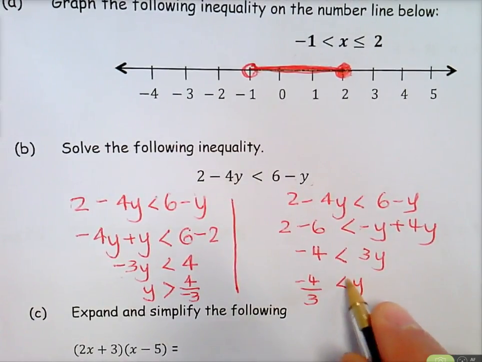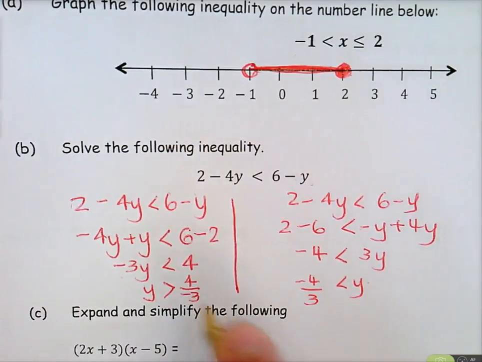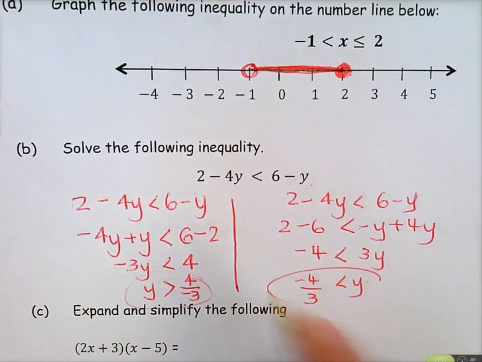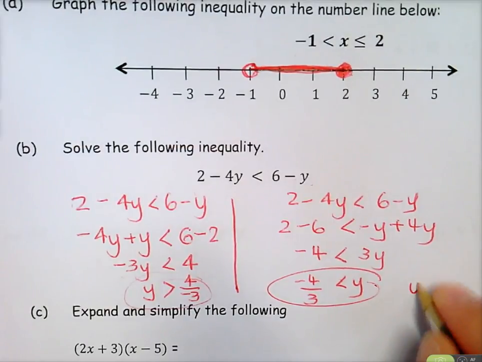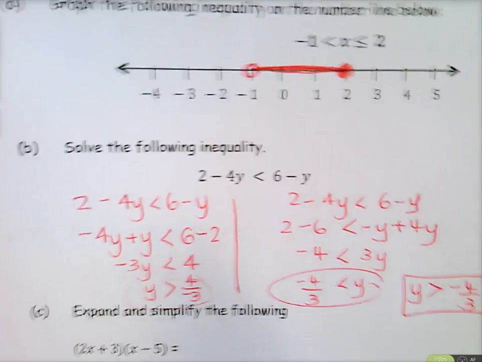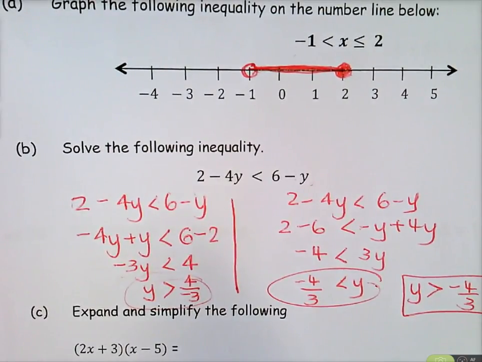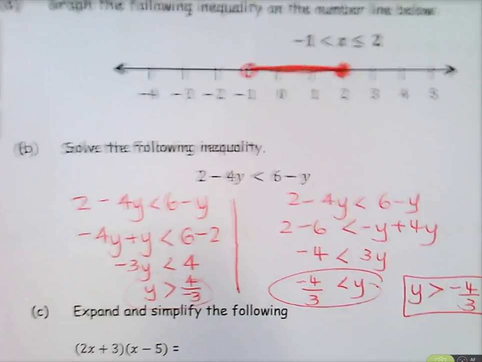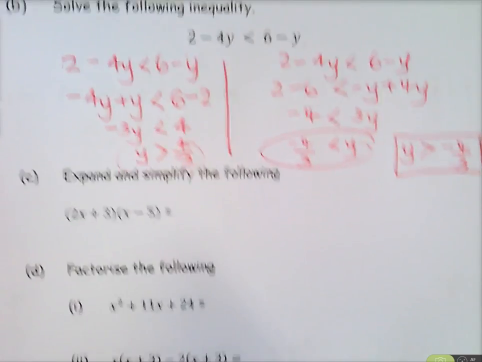Now, notice the big open mouth is facing the y. These are exactly the same. So I can rewrite that as y is greater than -4 on 3. Same answer. Open mouth facing the y. I'm just rewriting. Okay, the next question.